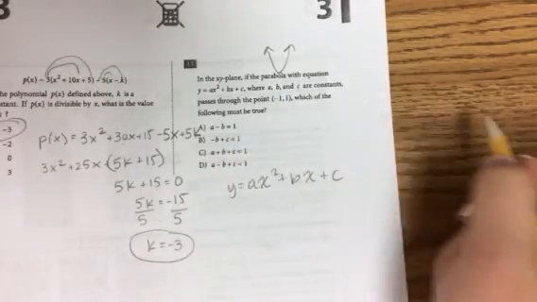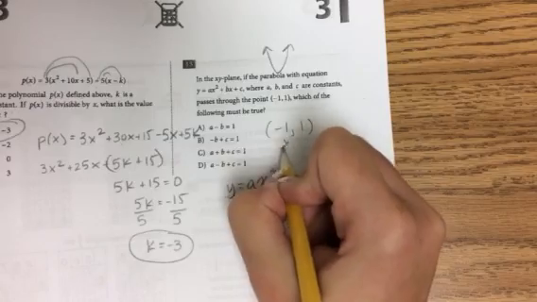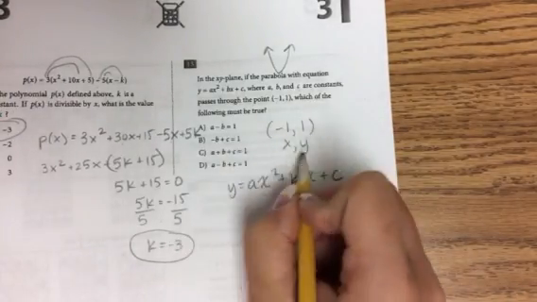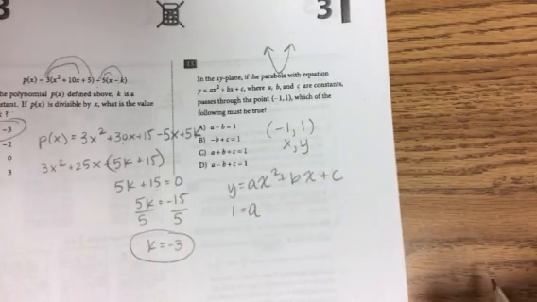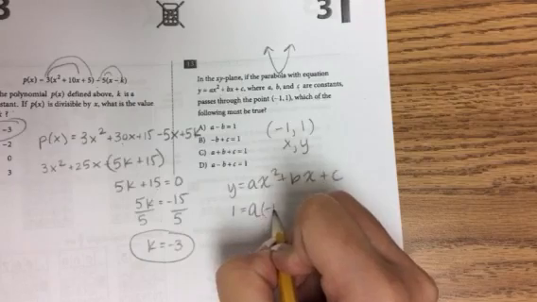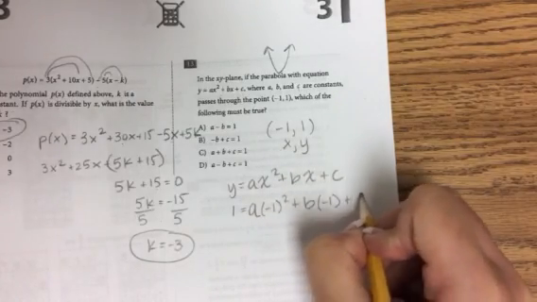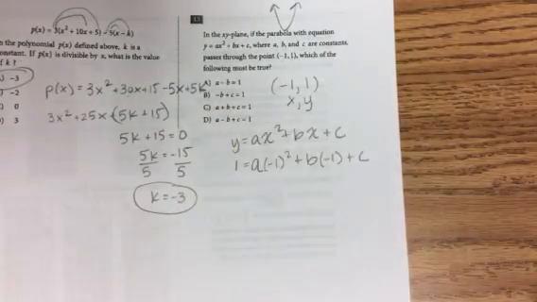I already know what x and y are. I'm given negative 1, 1. Negative 1 is x, and this is y. I'm going to plug these into the equation below. y is positive 1. I'm going to leave a. I don't know what that is. x is negative 1 squared plus b times negative 1 plus c. That's all I can really fix there. I'm not given any other numbers, and all I'm trying to do is come up with the equation.